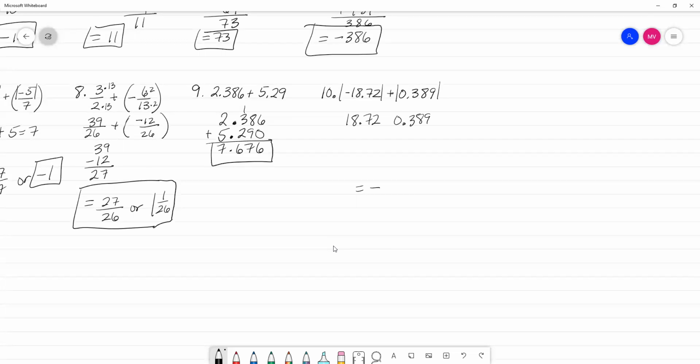Okay, so let's go ahead and subtract our smaller number from our larger. 0 there. 0, we have to borrow, so this becomes a 1. This becomes a 10. 10 take away 9 is 1. And then that's not going to work either. So let's borrow from the 6, and this becomes 11. 11 take away 8 is 3. 6 take away 3 is 3. 8, and then the rest is good, right? And then this is 18. So our sum is negative 18.331.